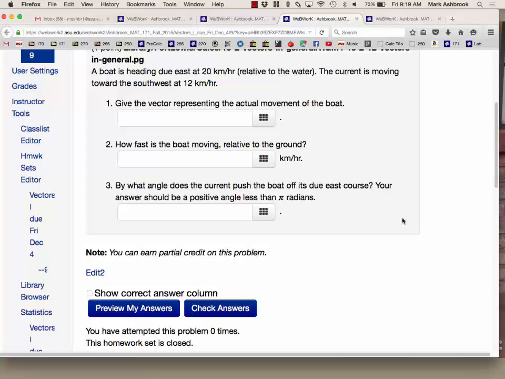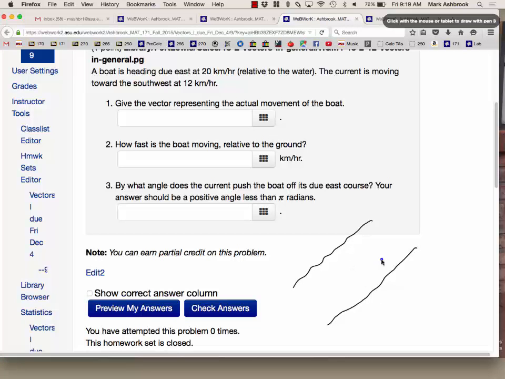Okay, so important question here. So we have a boat heading due east, and the current is moving southwest. So we have our river here, and the current is southwest at 12 kilometers per hour. Okay? And then the boat is heading due east at 20 kilometers per hour.